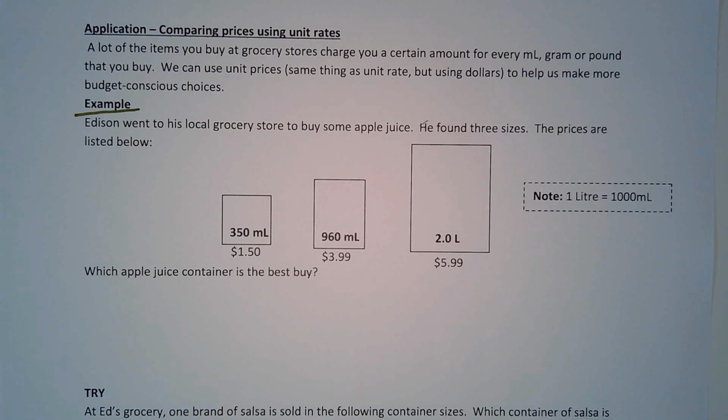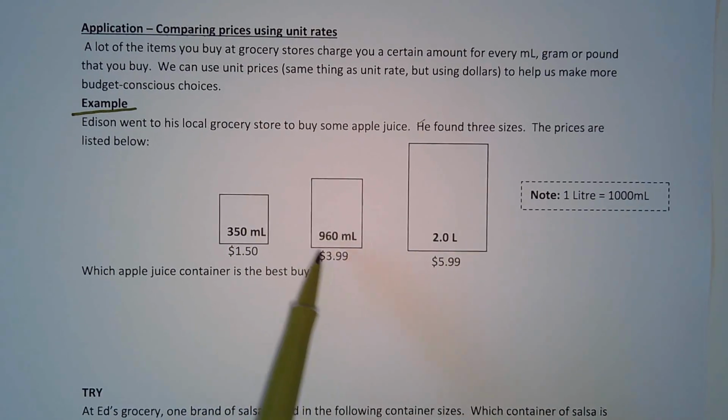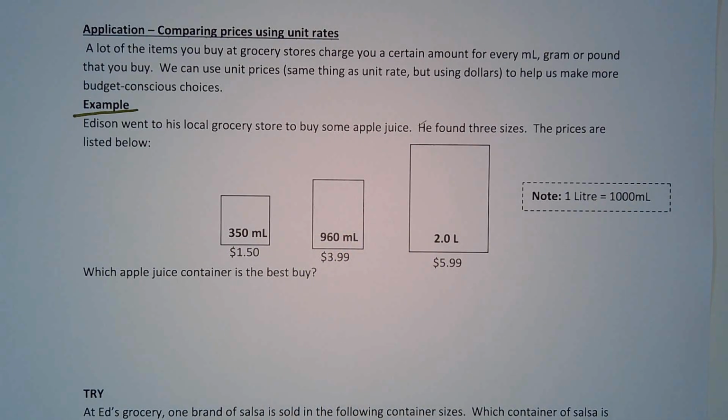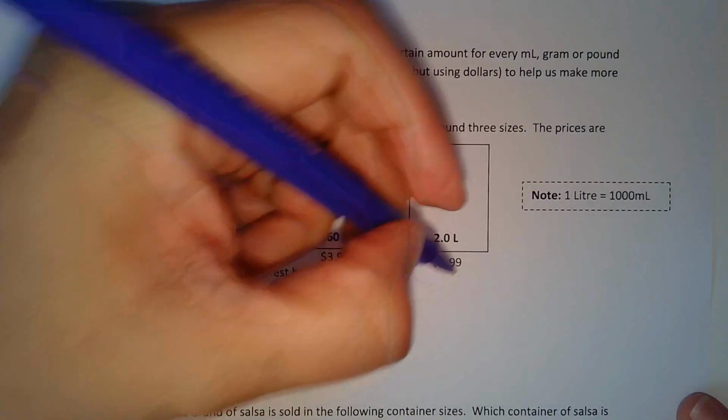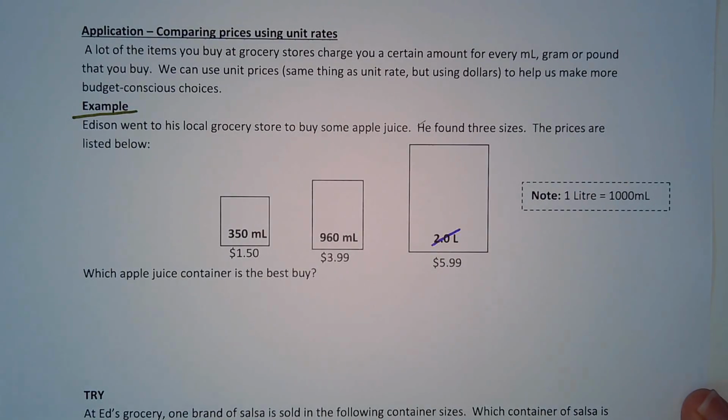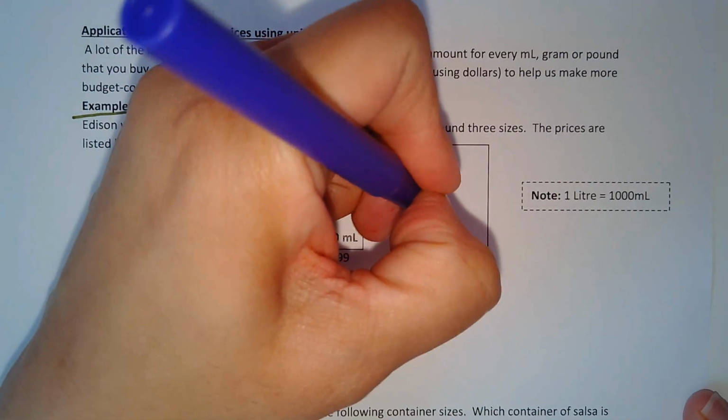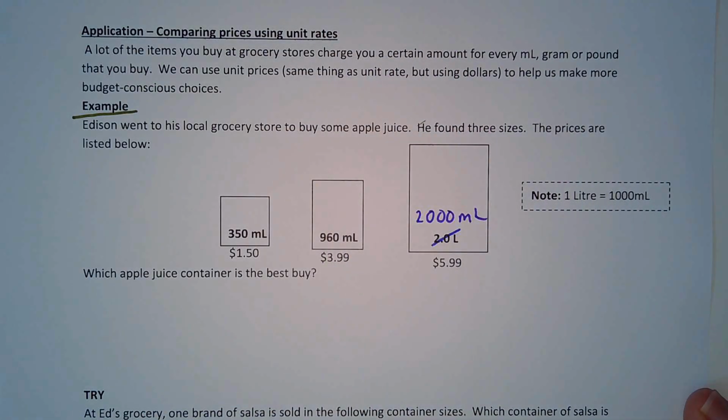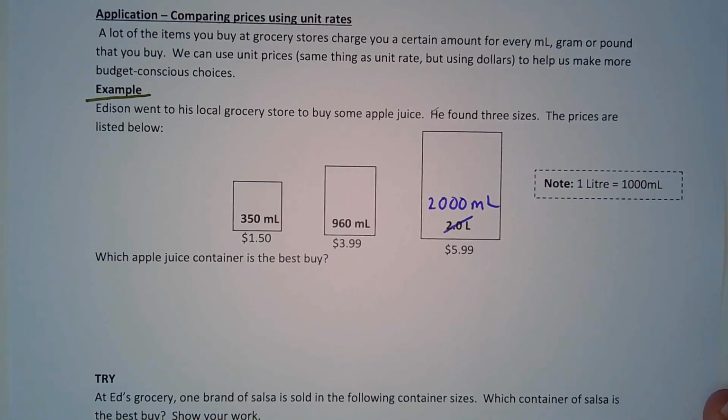So one of the things we need to do is make sure that the units are similar. So we have here 350 mils, we have 960 mils. We need to change the 2 liters into milliliters as well. And if you'll remember, 1 liter has 1,000 milliliters. So before I start, I'll just cross that out and write down 2,000 milliliters.